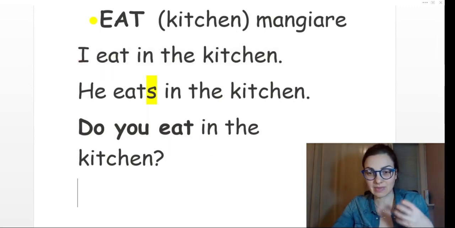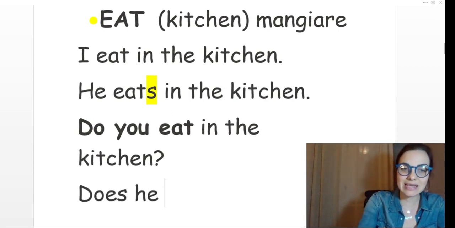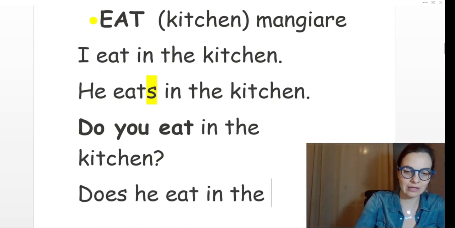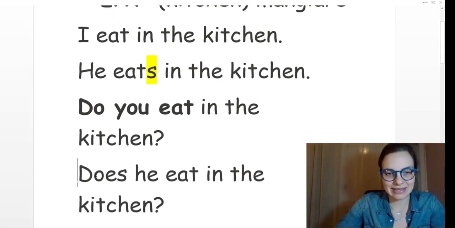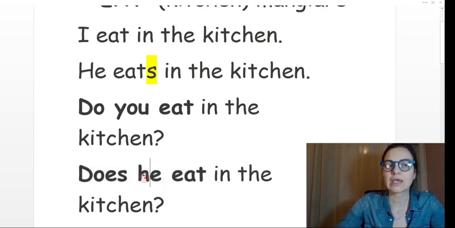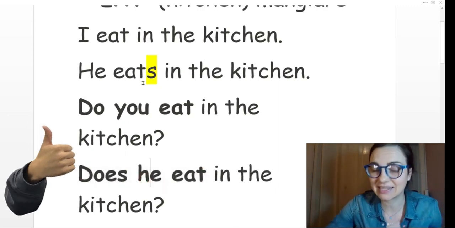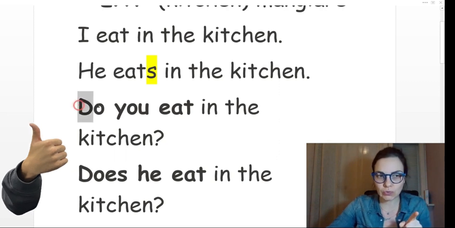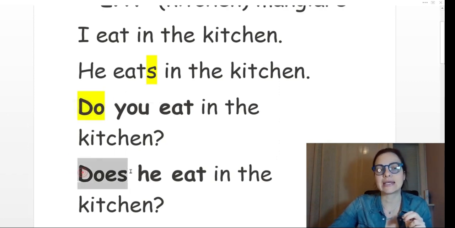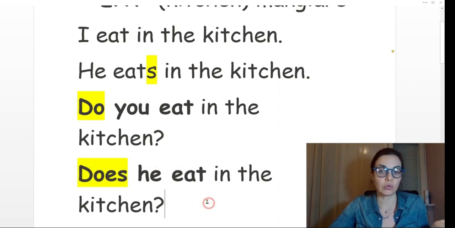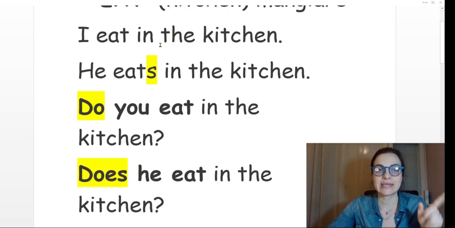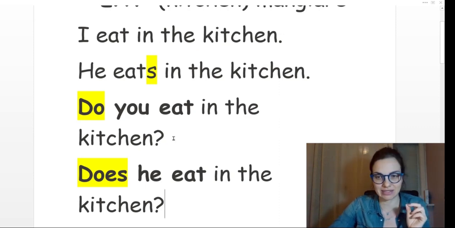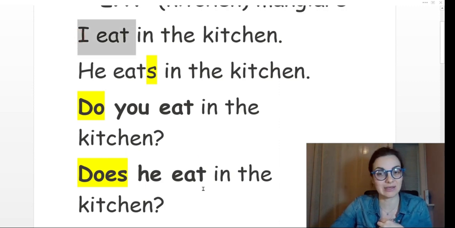Lui, and he, does he eat in the kitchen? Yes, he eats in the kitchen. So do you, and does he or she? Lui or lei, does he or does she eat in the kitchen? Yes, he eats in the kitchen. Do you eat in the kitchen? Yes, I eat in the kitchen.